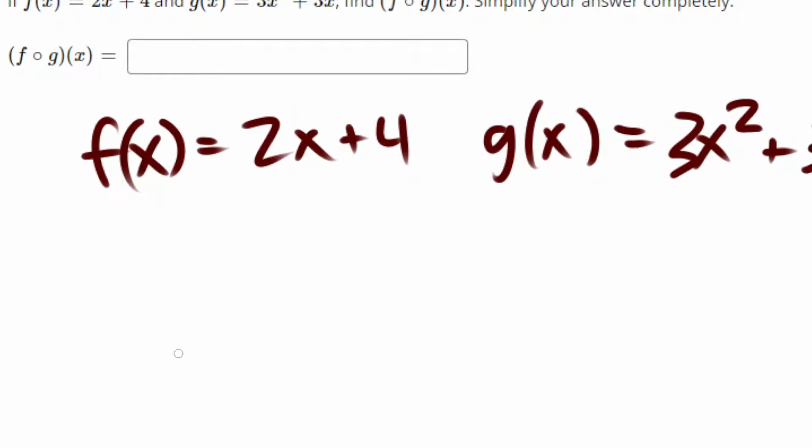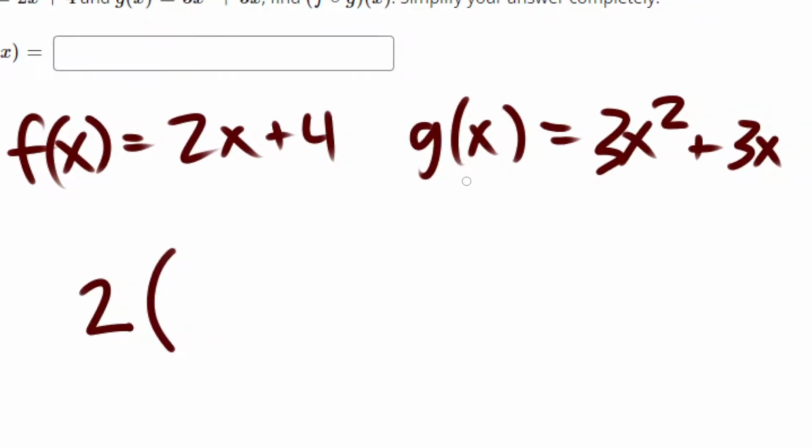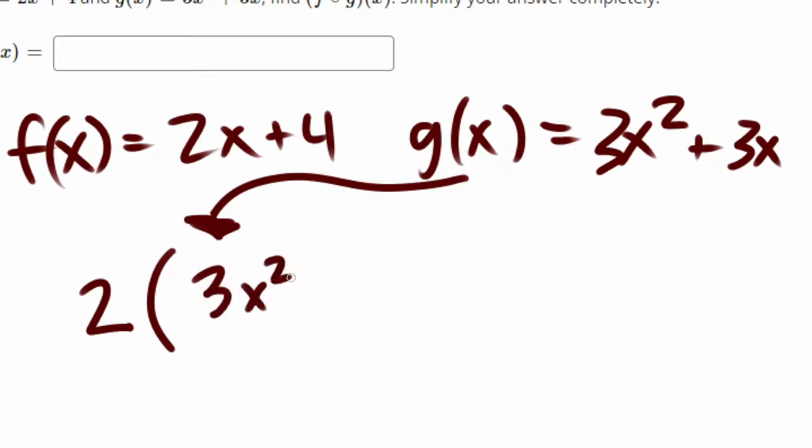And so we're going to take our f, which is 2x plus 4. But instead of doing just x, we're going to put in g for that. We're going to put in g for x. So we're going to have 3x squared plus 3x. And then we're going to have our plus 4 still. Whoops, and this should be plus 3x.